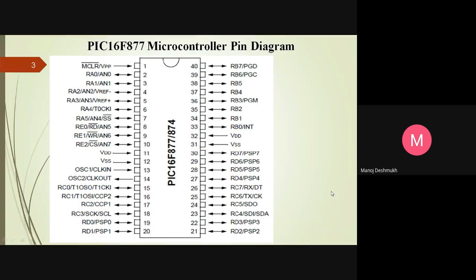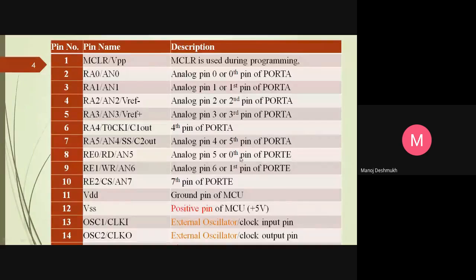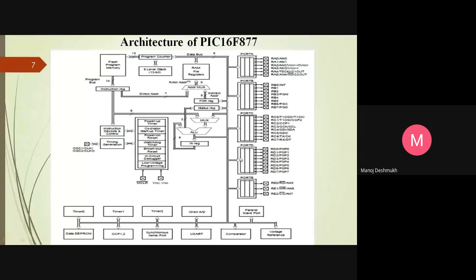Just keep in mind that 5 ports are there for PIC16F, A, B, C, D and E, and the pin configuration is number of pins 6, 8, 8, 8 and 3. So total 33, and the remaining are the control functions VCC and ground. Two pins are there, VDD and VSS. Okay, so we will discuss later.